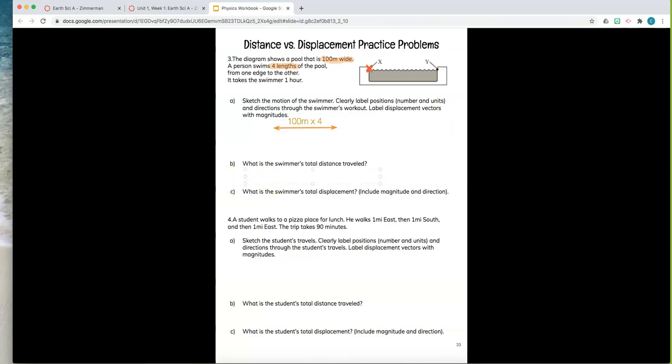Okay, and so what is the swimmer's total distance? Will again be a measurement combination of all the measurements that were taken. So it's 100 meters times 4 will give me a total distance of 400 meters. And then the total displacement, because I started and stopped in the exact same spot, is going to be 0, and it's going to be miles because that is what we are labeling.